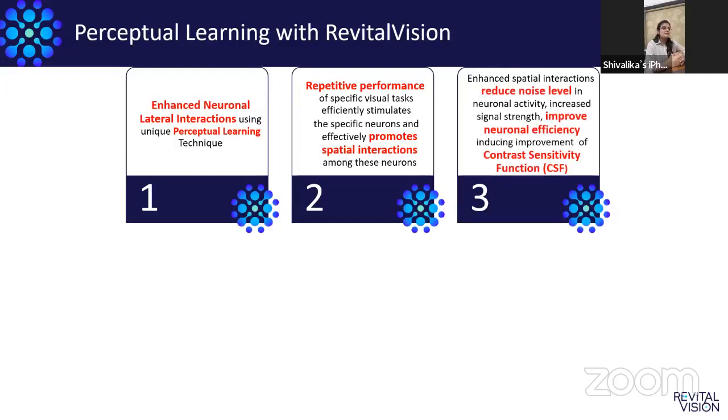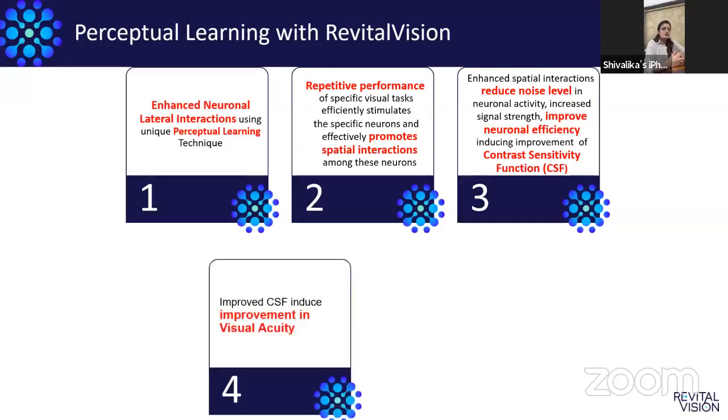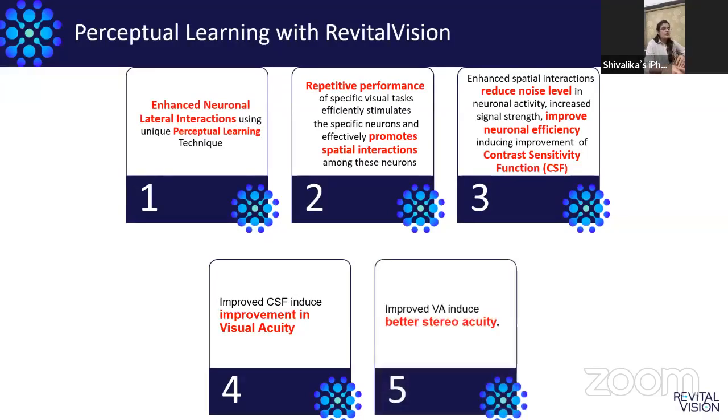The performance of neurons is basically much, much improved, which leads to improvement of the very first visual function, which is your contrast sensitivity function. Once your contrast sensitivity function is improved, it improves your visual acuity. And once your visual acuity is improved, there's a reduced interocular visual acuity difference, which improves your binocular function, that is your stereo acuity.